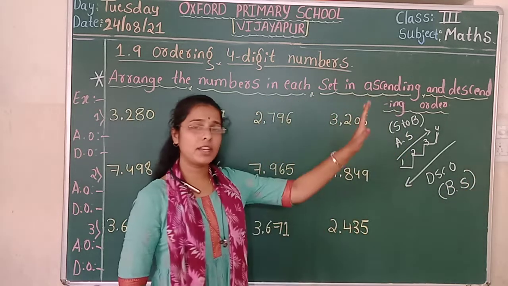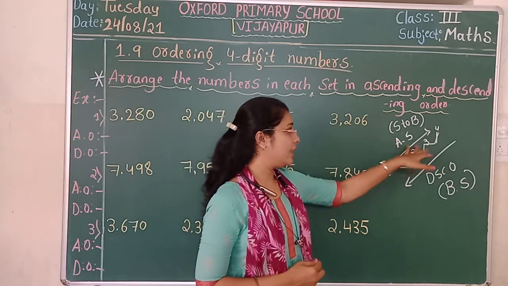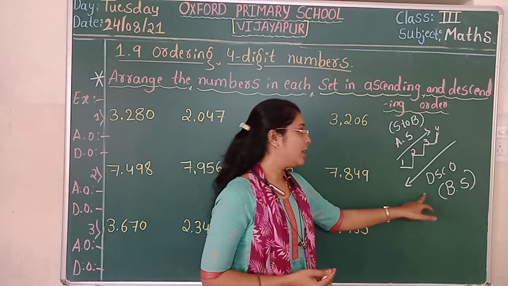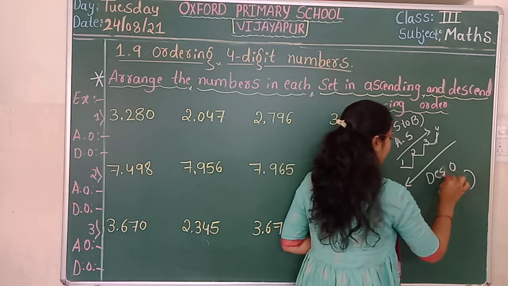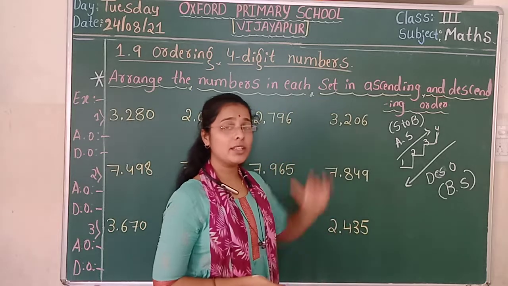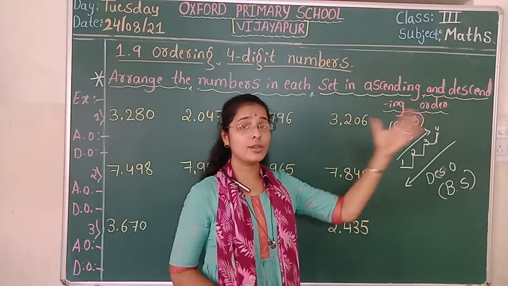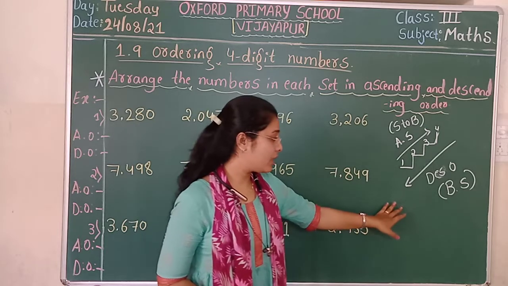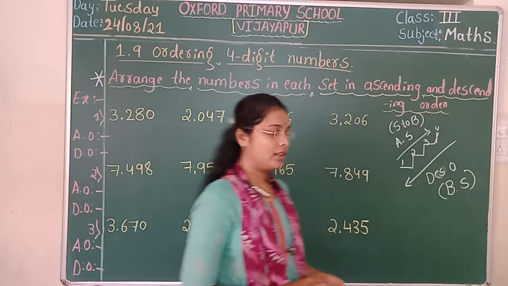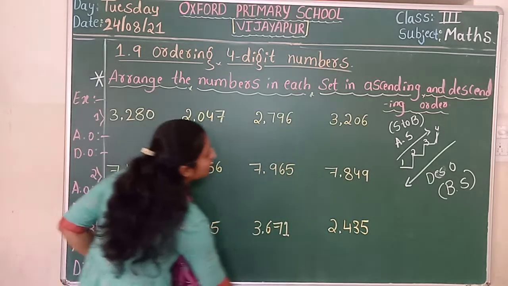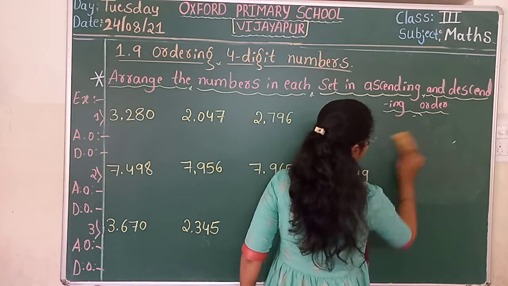Climbing the steps from smaller steps to the bigger steps is the ascending order. Descending, DES, the short form I wrote here, don't get confused. Descending order means coming top to bottom, from upstairs to downstairs. Arranging the numbers from bigger place to smaller place is descending order. This we already learned in our previous classes.